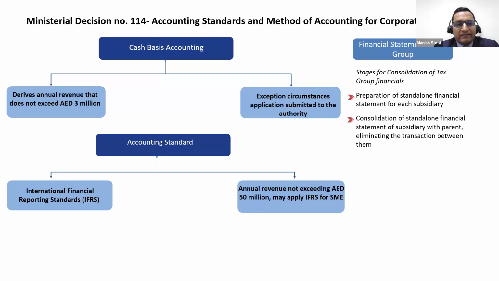And then the accounting standard, which is IFRS applied, but someone who has a turnover of less than 50 million can go for small and medium enterprise IFRS, where certain reliefs are given in terms of application of the accounting standard, or it is applied in the full-fledged form. And someone who's claiming to form a tax group, their financial statements have to be consolidated. So if they have A, B, and P as a parent company, A and B and the parent company will prepare standalone financials, but they will consolidate for filing the tax return.